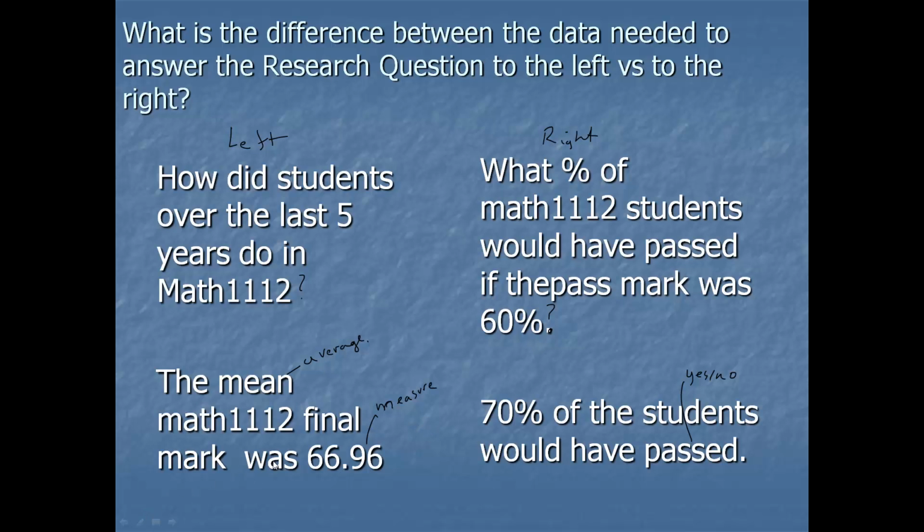So how are these different? Well, these are the key words here. This is a measure, and this is a yes, no. So you're going to have all kinds of values possible from 0 to 100 theoretically. And here we have 70% of the students would have passed. That's yes. And 30% fail. That's no. So think about how those are different for a minute.